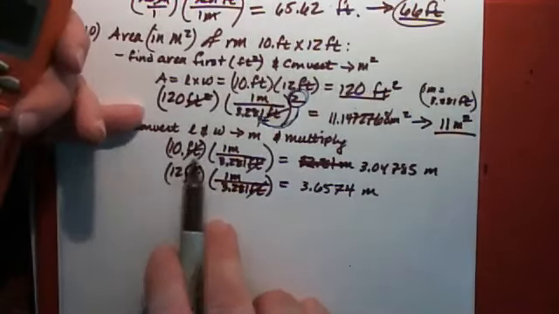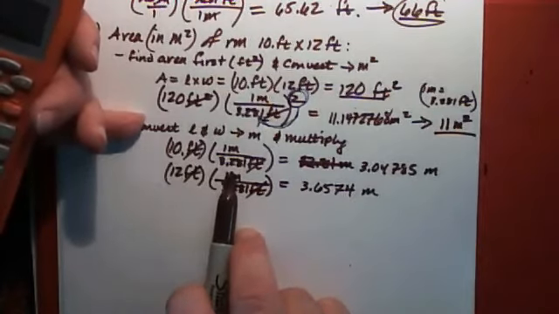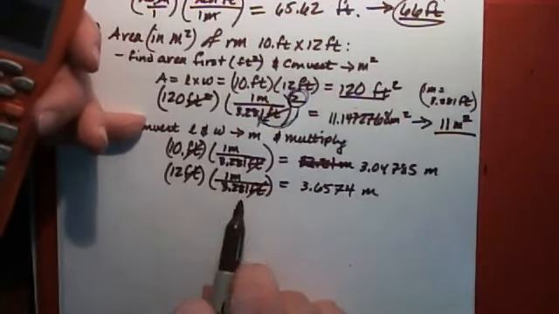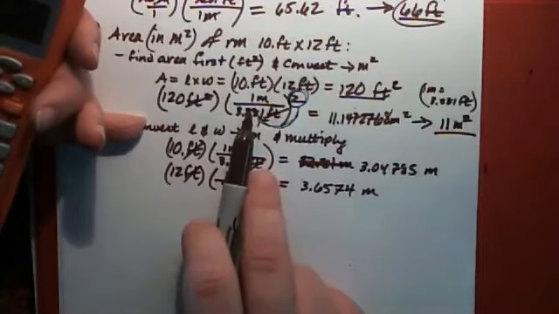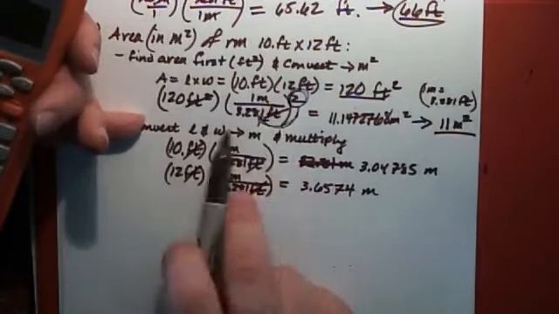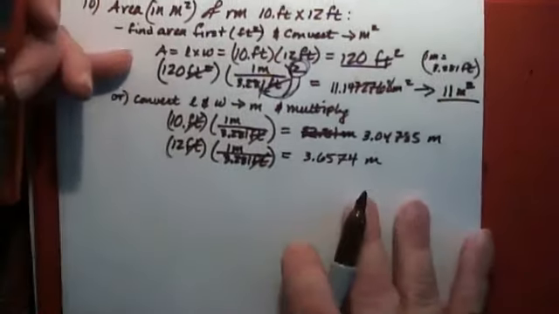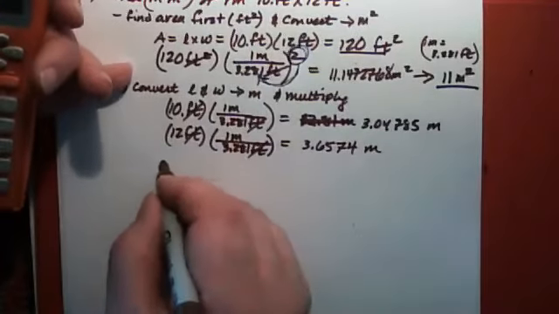So essentially, you see what we've done is we've multiplied by 1 over 3.281 twice. Well, that's actually what we did up here, because that's what squaring it means. We multiplied by it twice. So we're doing the same thing, we're just doing it in a different order.